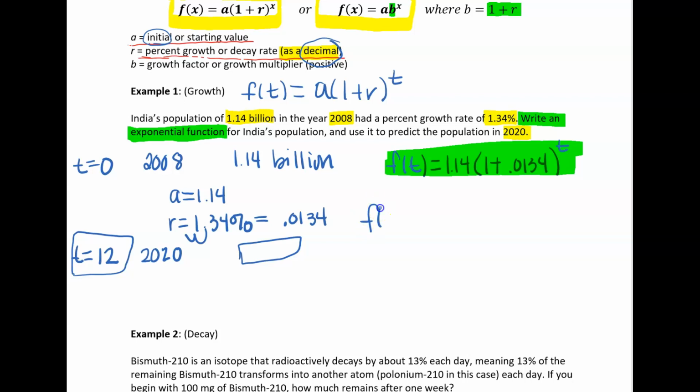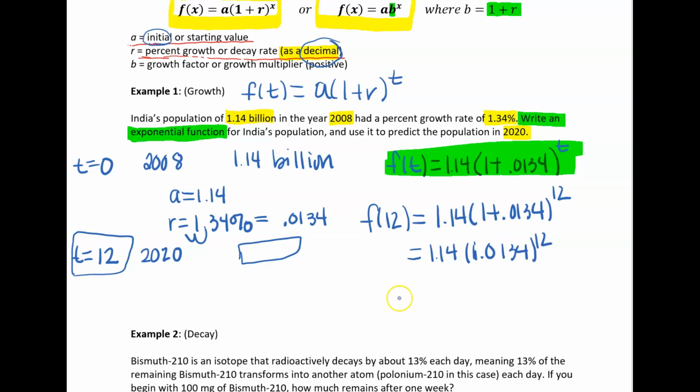So now we're just going to do f of 12 equal to 1.14 times 1 plus 0.0134 raised to the 12. Now just be careful when you go to plug this in your calculator. I would do as minimal steps as possible in my calculator. I would go ahead and add that, so that gives me 1.0134 to the 12th.